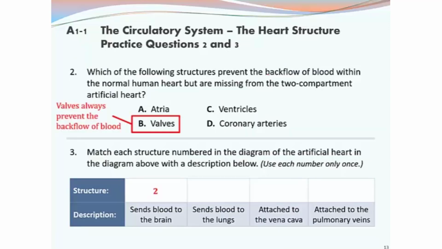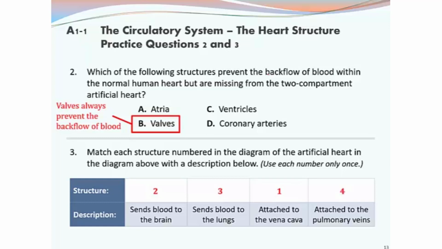Oxygenated blood comes to the brain. Sends blood to the lung. That would be component number 3. That would be sending deoxygenated blood to the lungs to become oxygenated. Well, once again, number 1 would be deoxygenated blood coming into the heart. So that would have to be attached to our vena cava. The vena cava is bringing deoxygenated blood to the heart to get pumped through.